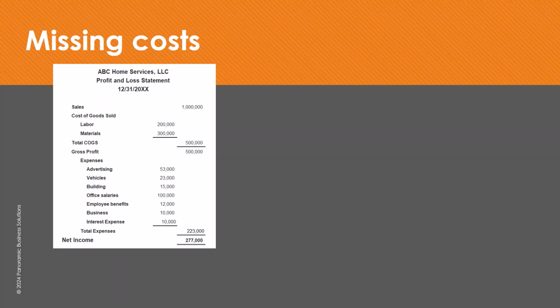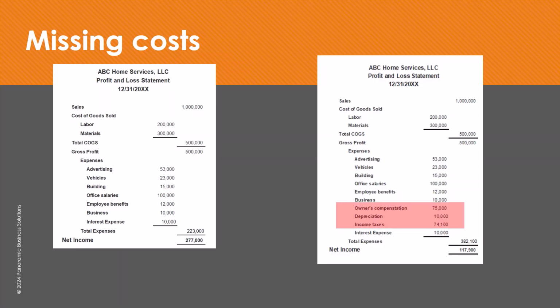For example, you might see a large number with net income. You might have some extra money in your bank account and you think, okay, well, I'll spend $50,000 at the end of the year to buy a new truck. But the problem is, because the profit and loss statement was missing information, you did not see that your income taxes are $74,000. So you should have reserved some of that money.